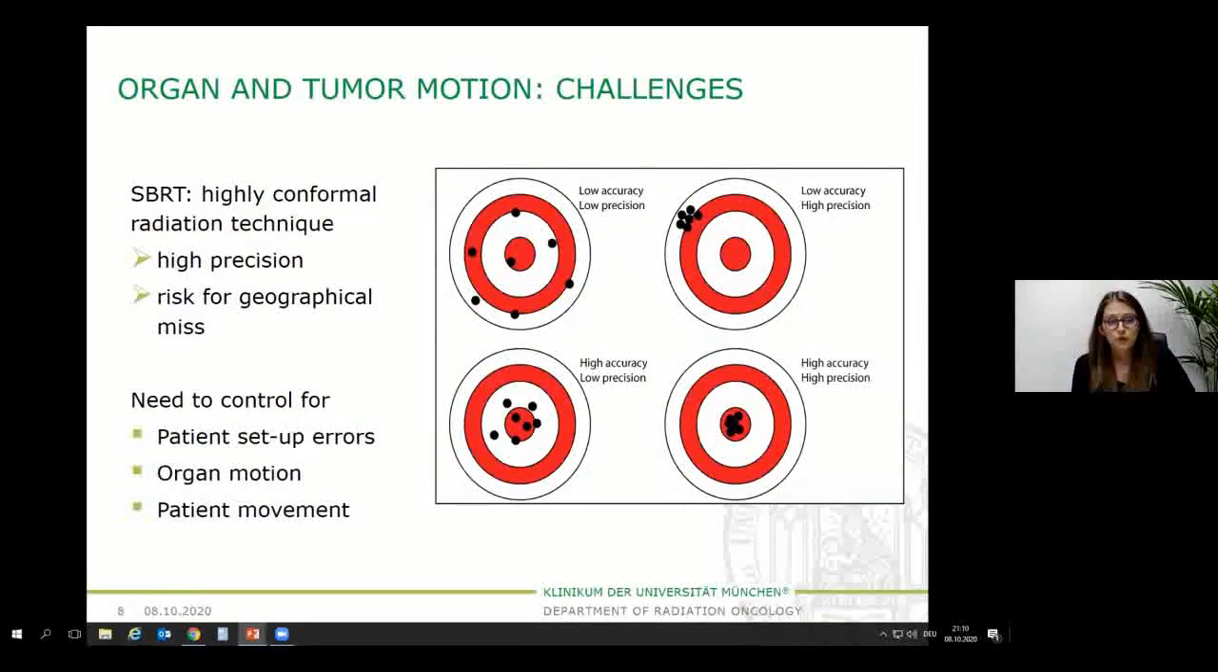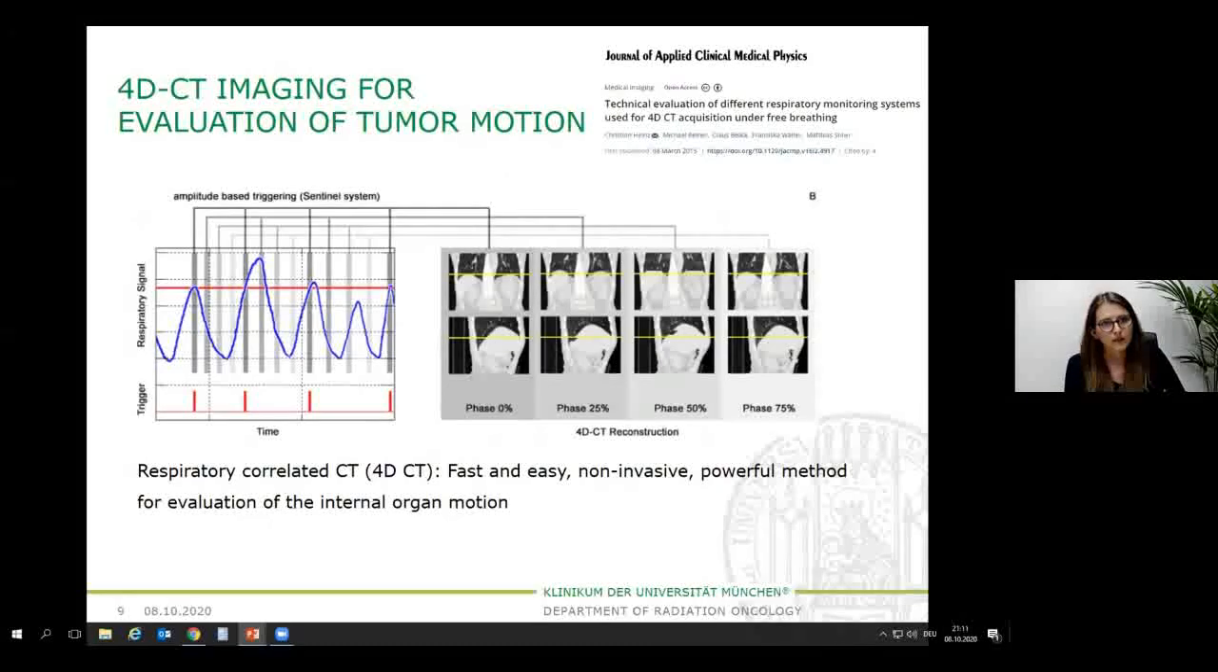You need to control for a lot of factors, like patient setup errors or organ motion, or also patient movement, to ensure that you have a very highly precise treatment if you treat liver.